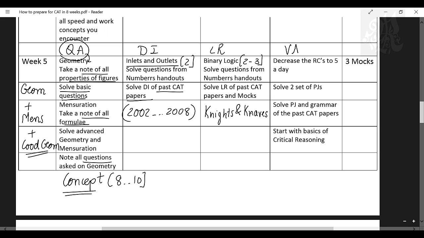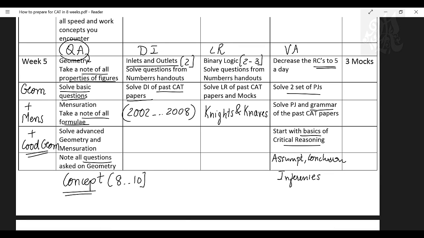When it comes to the verbal side, you may decrease the number of RCs. Since you're solving like 10 RCs every day, now we can reduce it to 5, because now we can focus on the other side of verbal. You can start with PJs, do grammar exercises, and start with the basics of critical reasoning. Now in critical reasoning, make sure you do just 5 things: assumptions, conclusions, inferences, and also strengthening and weakening. Only these 5 things come as questions in CAT papers.